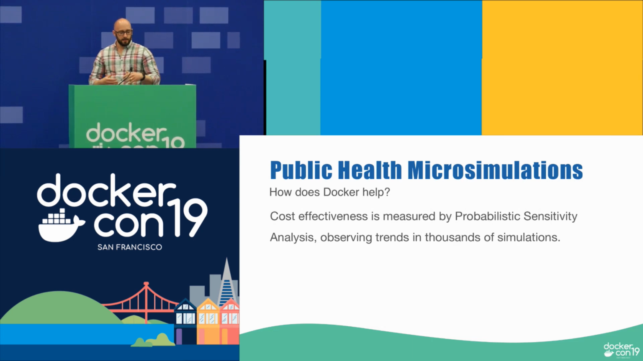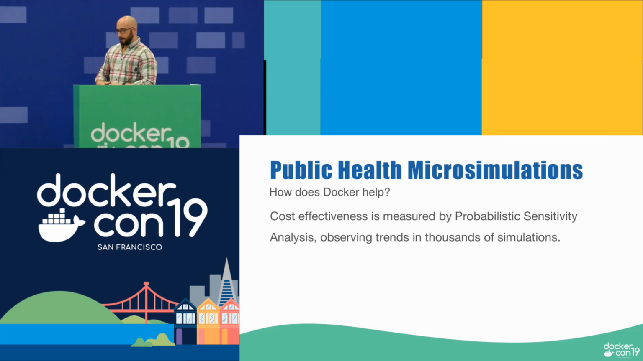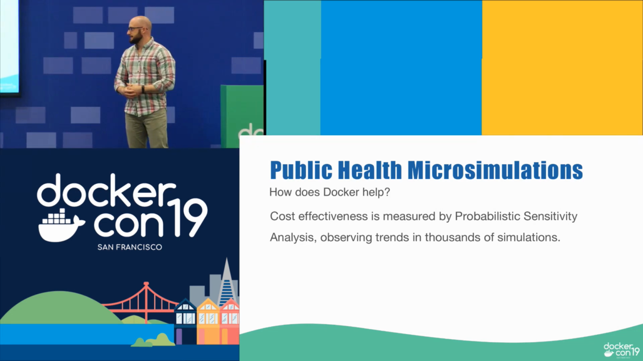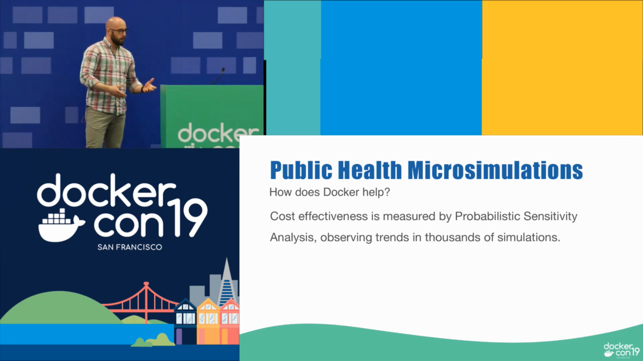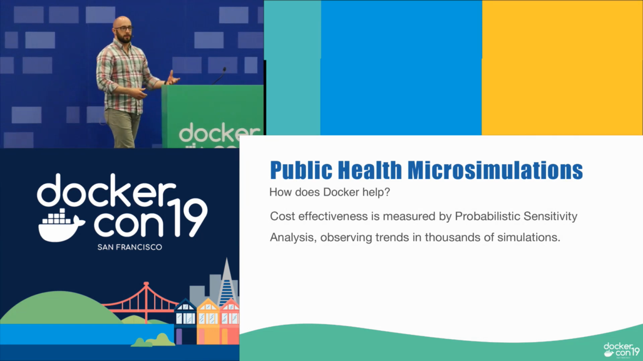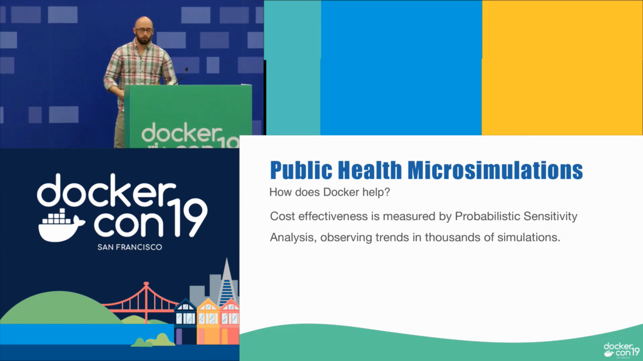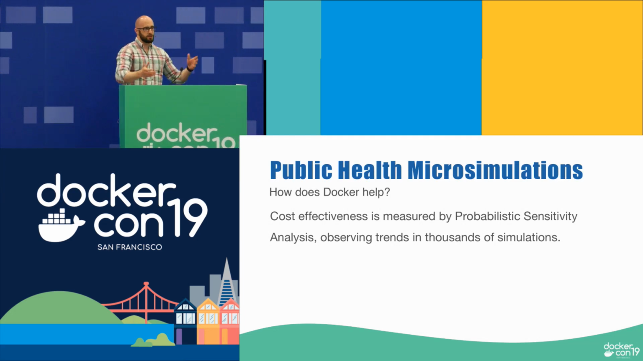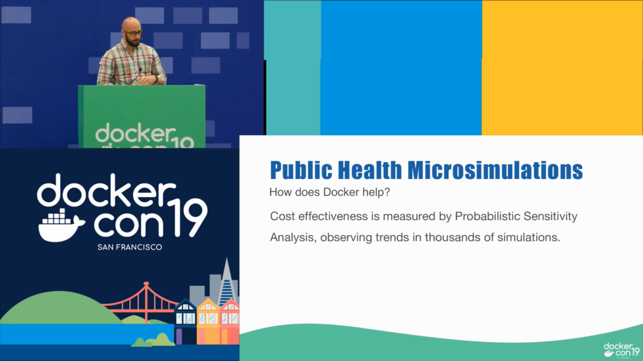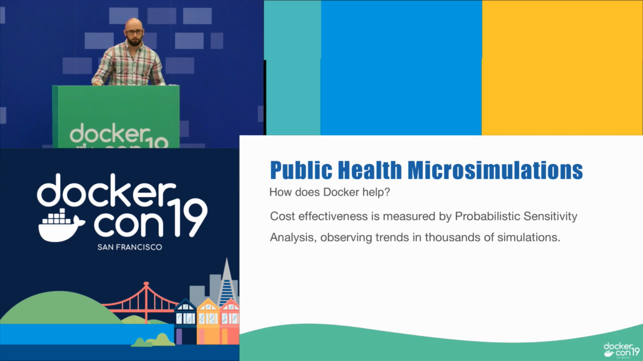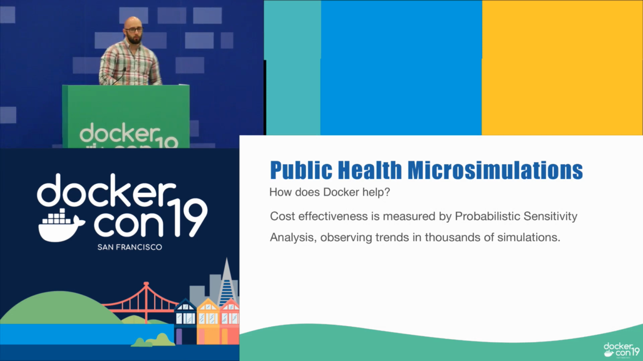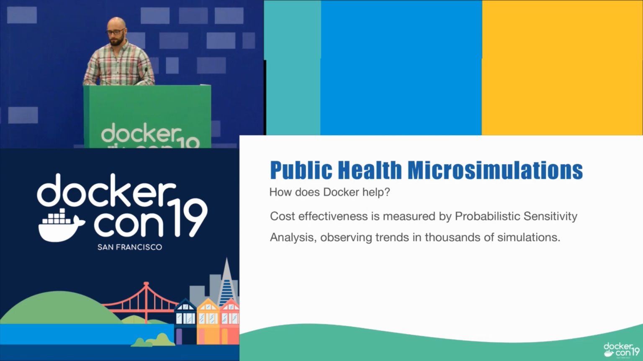So the next is I mentioned the cost effectiveness of a simulation. This is typically done through what's called a probabilistic sensitivity analysis. The way this works is, in a microsimulation, we have a lot of things that we know. We know that decreasing sugar-sweetened beverages will decrease sodium by a known amount. However, there are a lot of things we don't know. We don't really know how much it's going to cost.